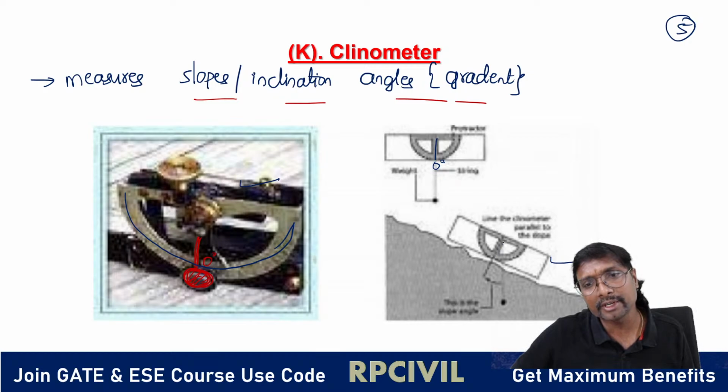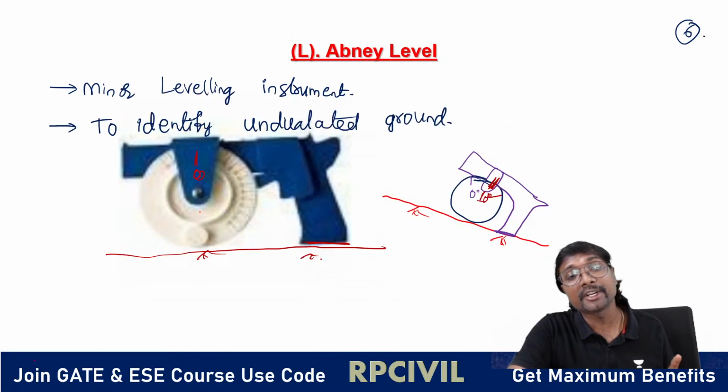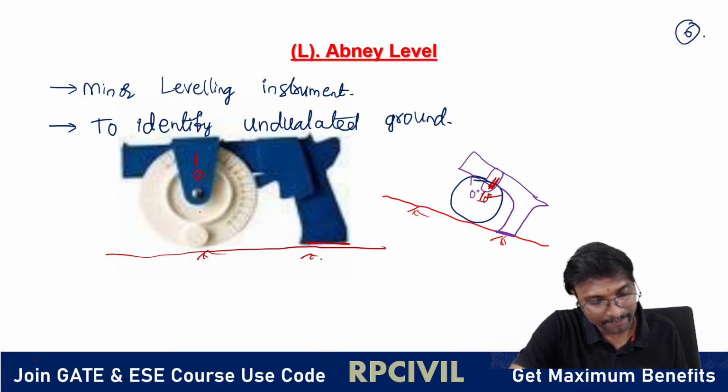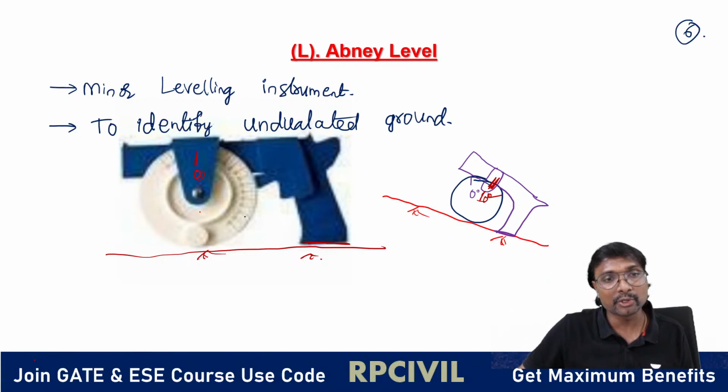But now if you observe, whenever your ground has some inclination, the indicator is not showing zero. This is your zero reading and this is some 5 degree reading, let us say. Both the Abney level and this clinometer reading will be similar. Both have a similar purpose. Abney level also, whenever it is leveled, shows the zero reading.